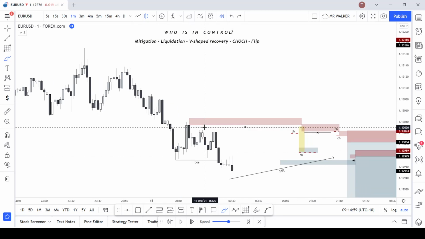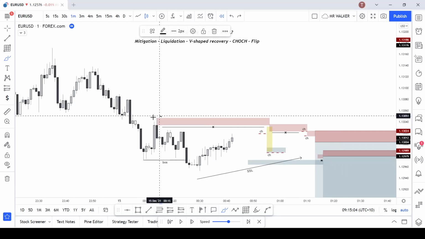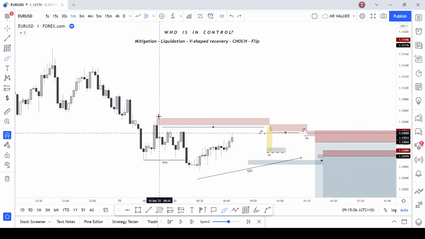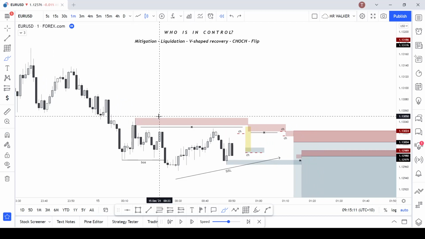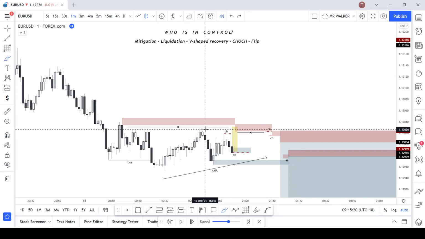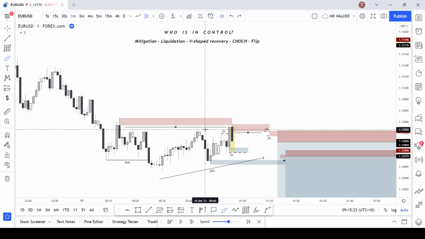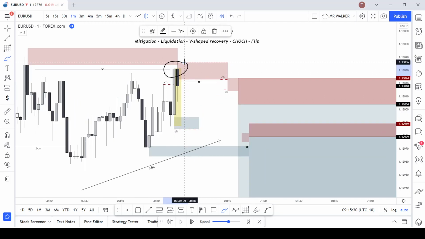And this is where I was waiting for price to hit my refined supply. It then created a new high, which is once again a structural liquidity. And then at this point, as you can see, we have our tap into the supply zone.